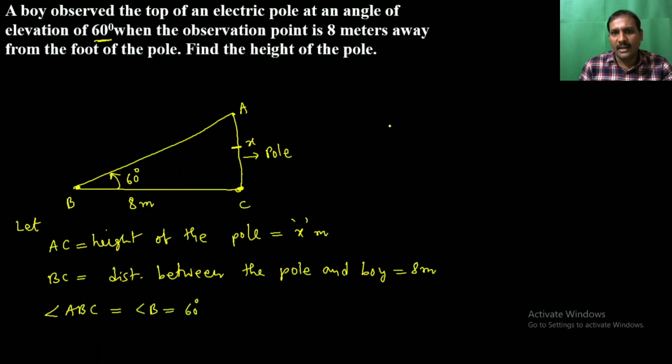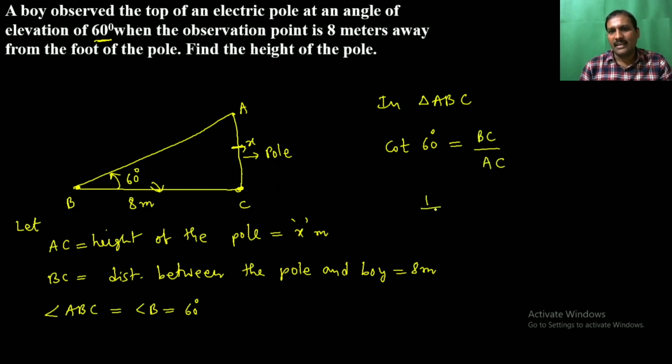Now in triangle ABC, we have this adjacent side with respect to 60 degrees and the opposite side. We have to find this opposite side. So again, the relation between what we have to find and what we have, the opposite side and the adjacent side. In the previous problem also, we have taken tan A. So for a change, let us take cot 60 here. Angle ABC, cot 60 degrees is equal to adjacent by opposite, BC by AC. So cot 60 is 1 by root 3 is equal to BC, 8, by AC, x meters.